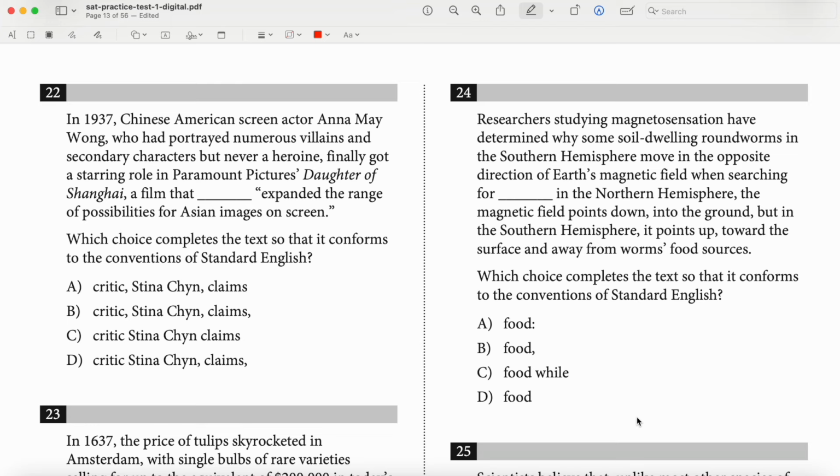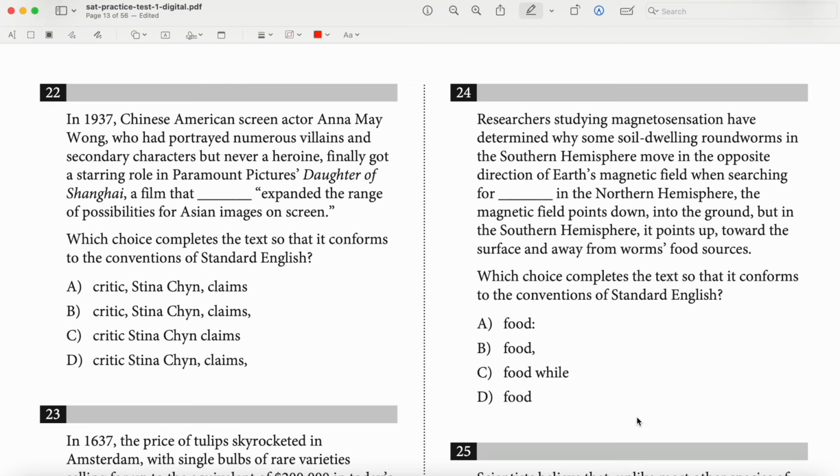How does answer choice A sound right now, Catherine? Oh, it didn't sound terrible. It doesn't sound terrible. Let's keep it. Let's plug in answer choice B. You can just take it from finally got a starring role. Finally got a starring role in Paramount Pictures' Daughter of Shanghai, a film that critic Stina Shin claims expanded the range of possibilities for Asian images on screen. You read it beautifully there. You took the pauses where all the commas are. You got to read it accurately to test the answer choice. You did it perfectly. How does answer choice B sound?